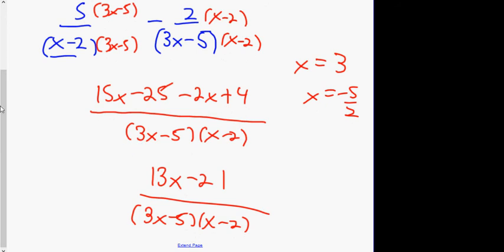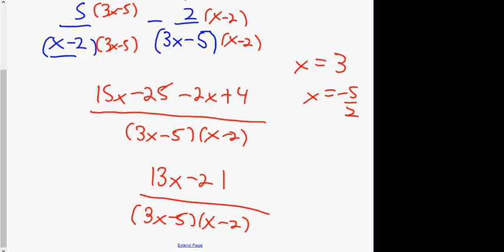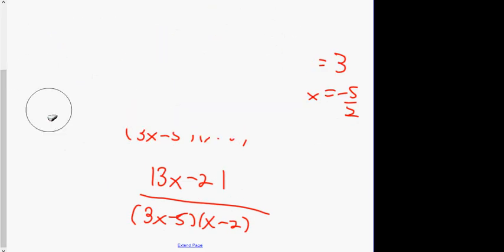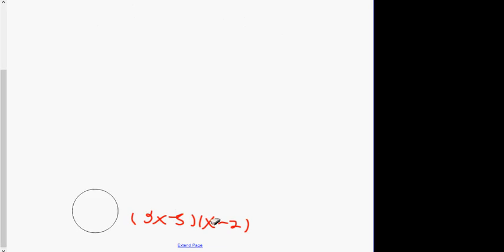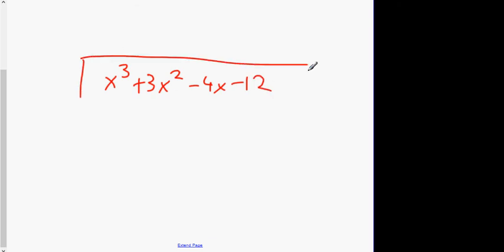Alright. Long division. Now, long division would be something that I was looking for us to be reasonably strong at. Nothing you haven't done before. So let's begin with this. We had x cubed plus 3x squared minus 4x minus 12 all over x minus 2.